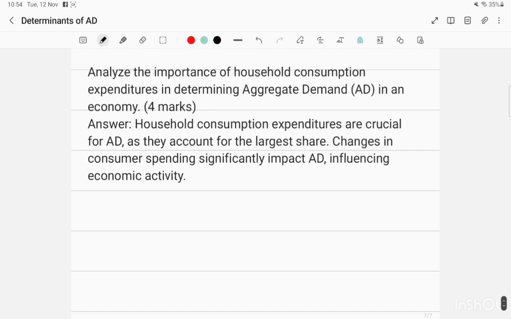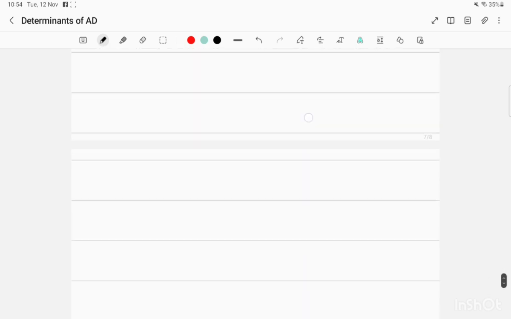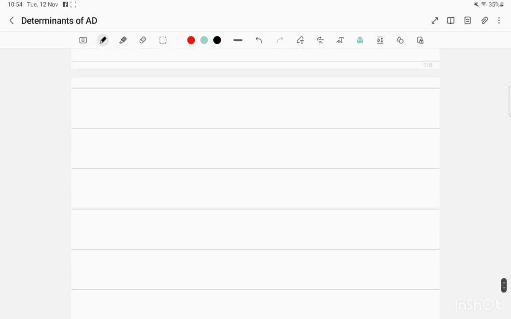I am going to draw the shift of this aggregate consumption line for you. You will see this here. This is the nominal GDP. I am not taking real GDP this time. This is the nominal GDP, and this is the aggregate expenditure, which is equal to consumption.